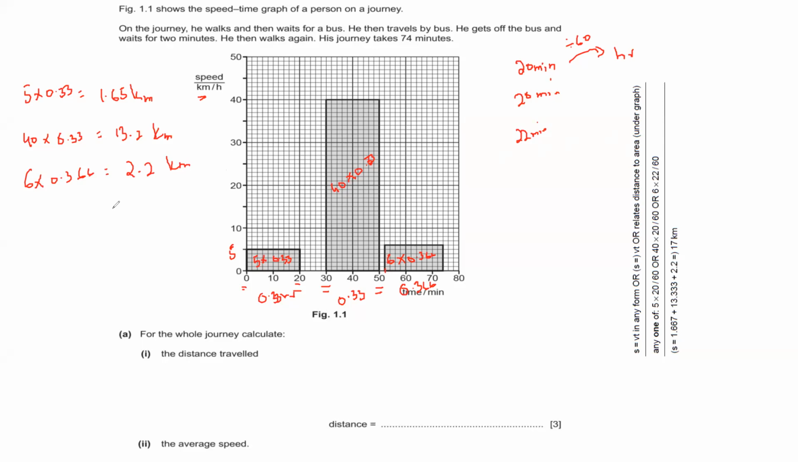So when we calculate the total distance, that will be the total area of the graph. So 1.65 plus 13.2 plus 2.2 is equal to 17.05 kilometers, or we can use 3 significant figures, so we can write 17.0 kilometers. Is it clear, the distance traveled by this? Is it clear to everyone? The area under the graph is giving us the distance traveled.